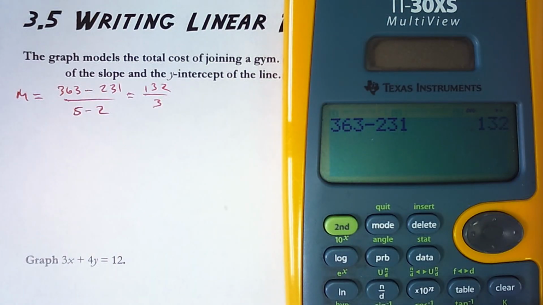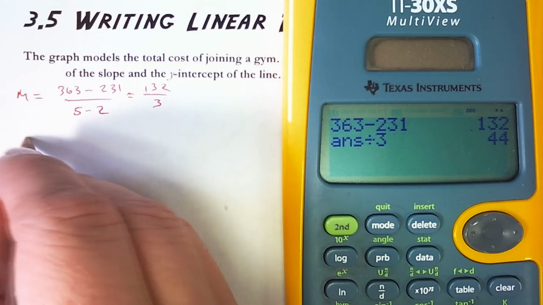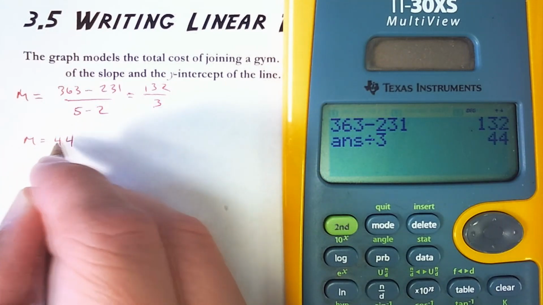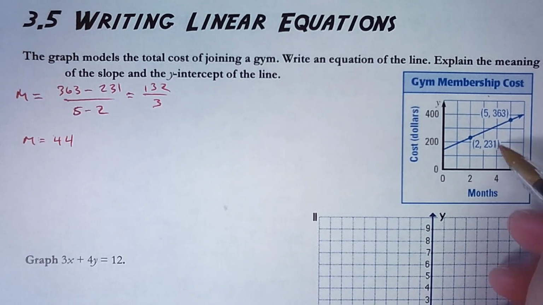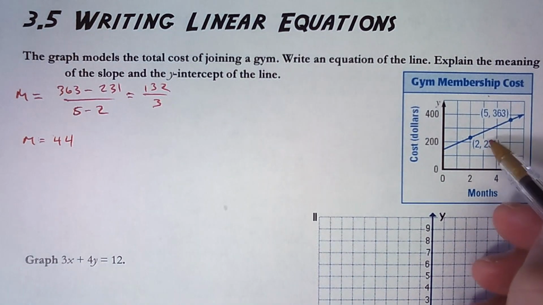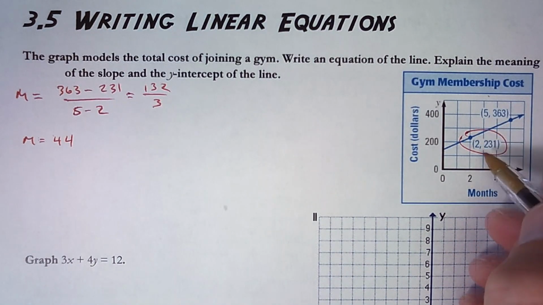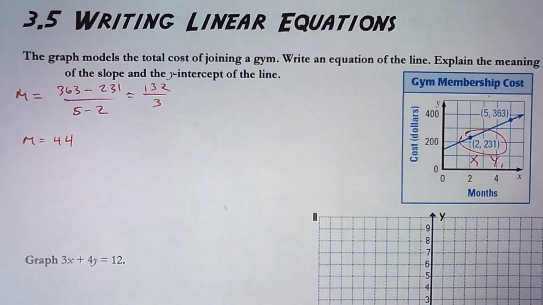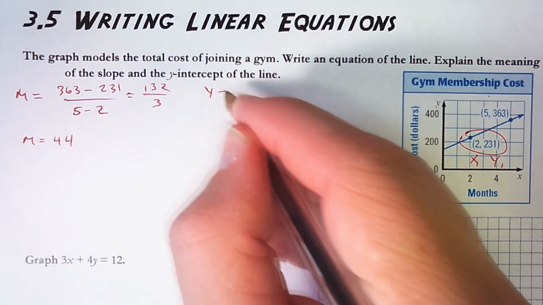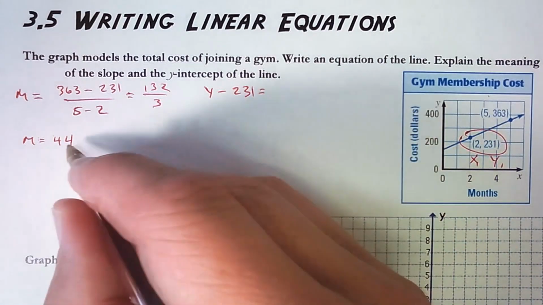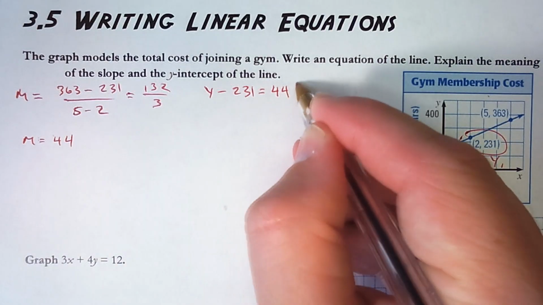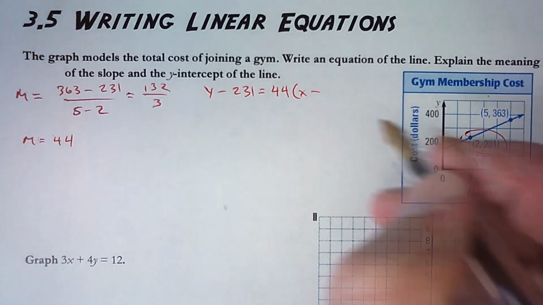and let's see if that simplifies. So divided by 3, it's 44. So the slope is 44. Okay, so I can pick one of these points to help me write an equation. I'm going to pick the smaller one, and that will be my x1, y1. So in point slope form, I've got y minus y1 equals m times x minus x1.